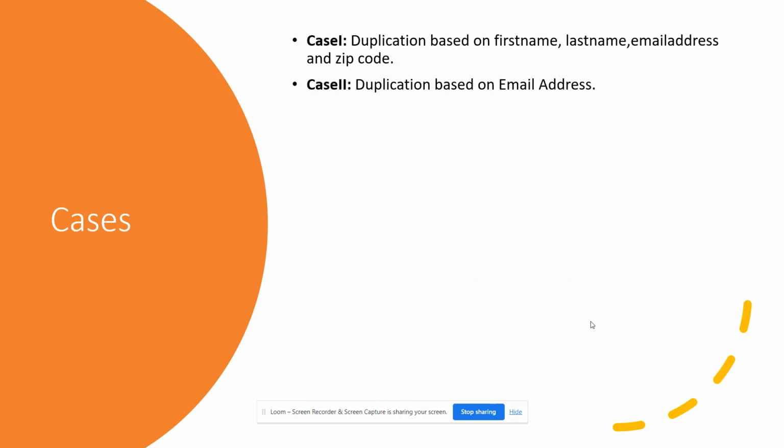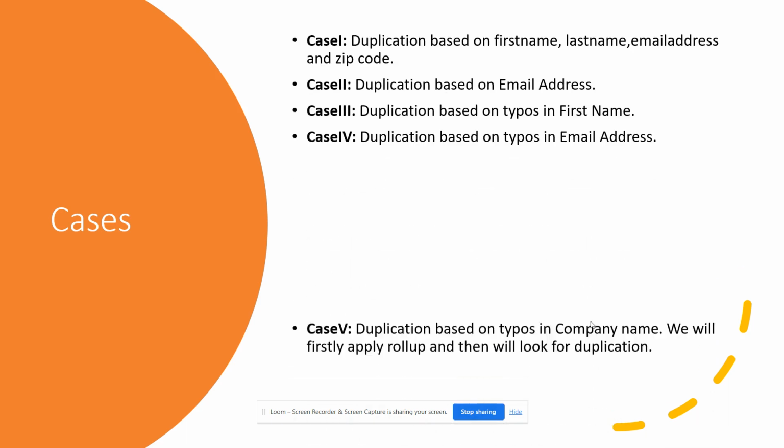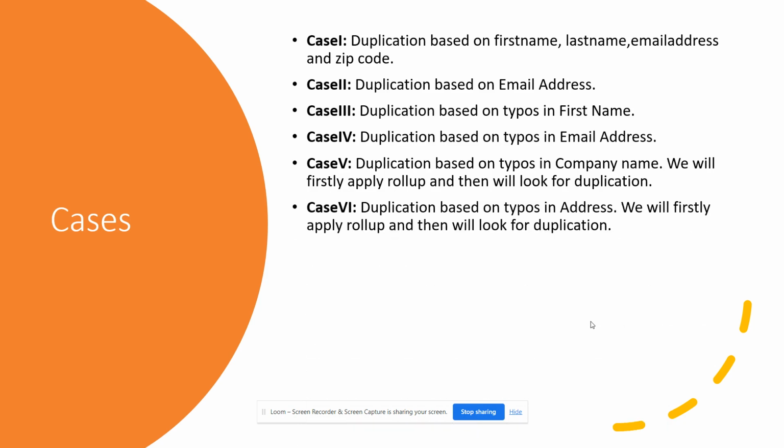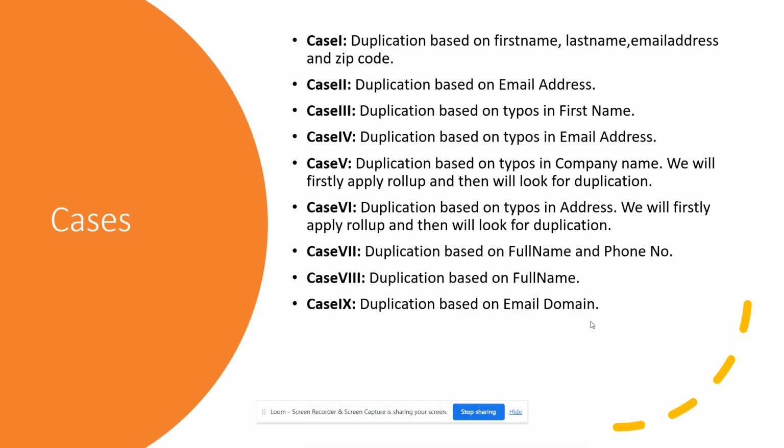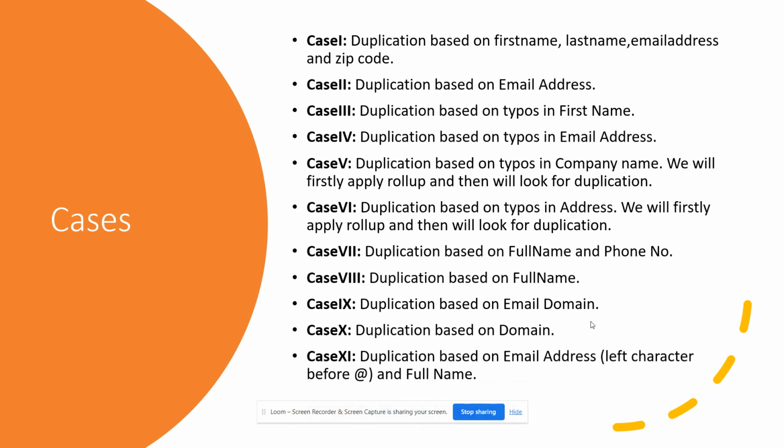We will cover the first five cases today, which are duplication based on first name, last name, email, and based on email address typos and company name typos. I will discuss what these all are step by step with you. These are all the 11 cases that we will cover in this project. So let's start with case one.